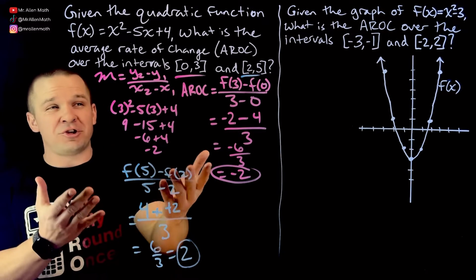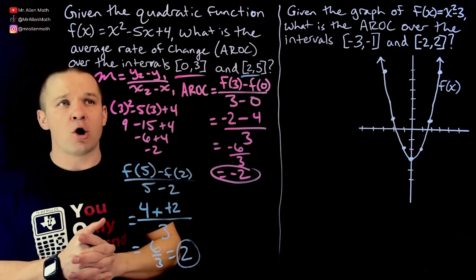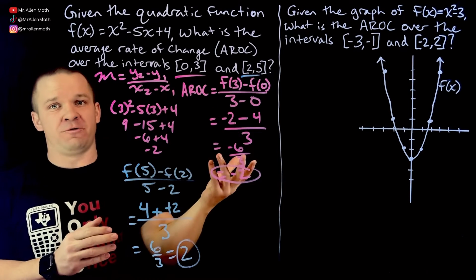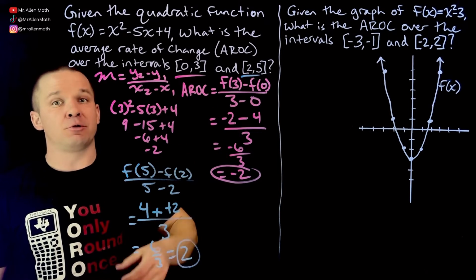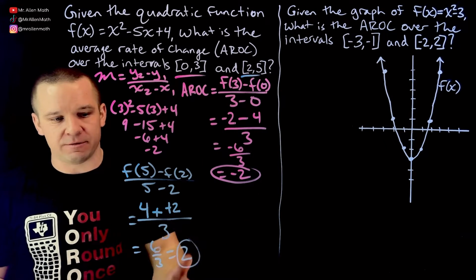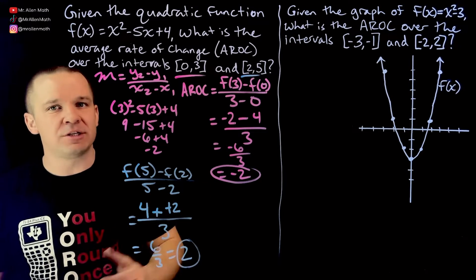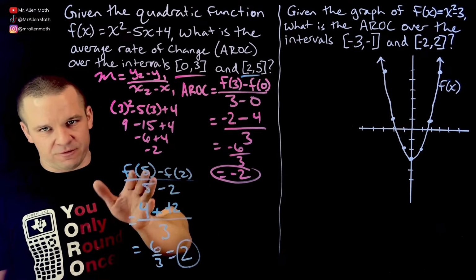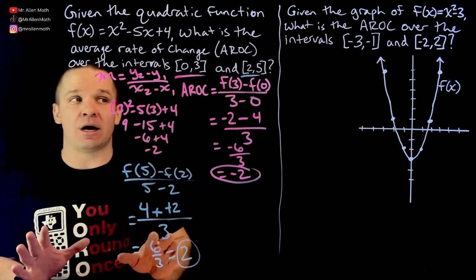Another question they can ask you on these would be like, for which interval is the average rate of change greater? That'd be from 2 to 5 here, because it is positive. So even if this was just 1, it would still be greater. Okay. So they have different types of questions here. Be on the lookout for those types.